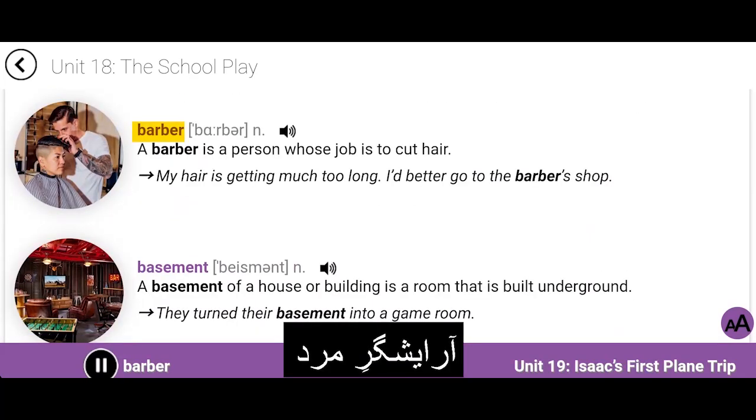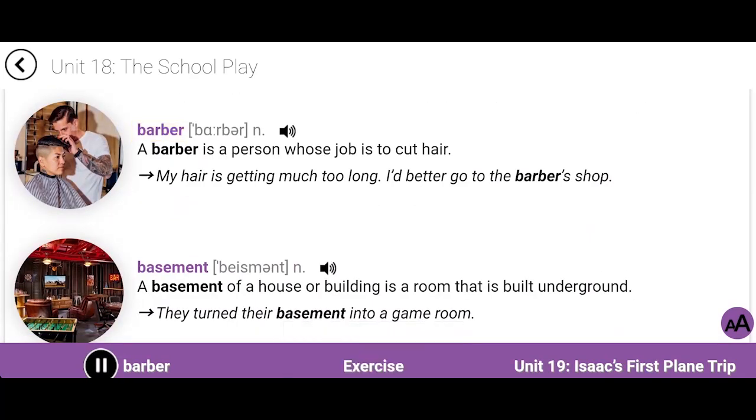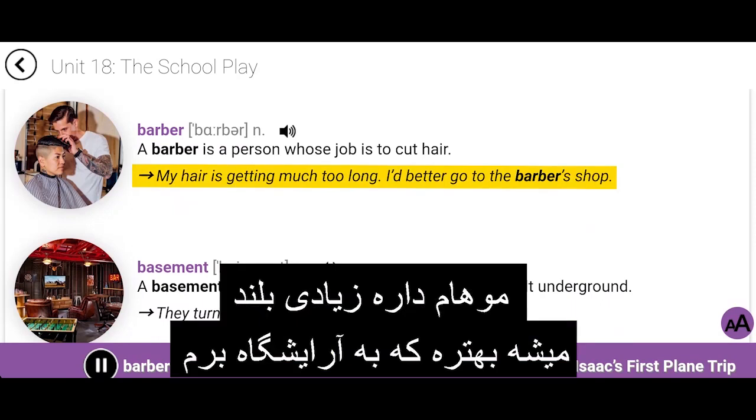Barber. A barber is a person whose job is to cut hair. My hair is getting much too long. I'd better go to the barber shop.